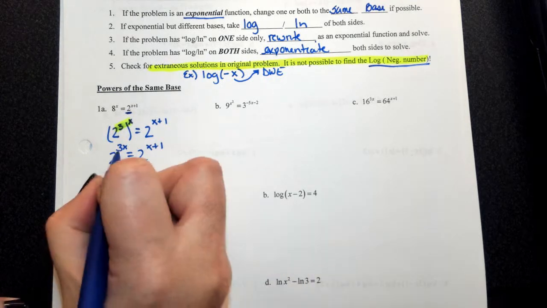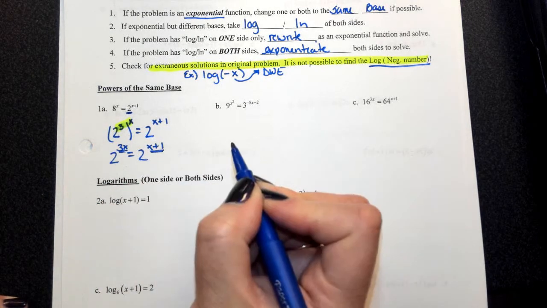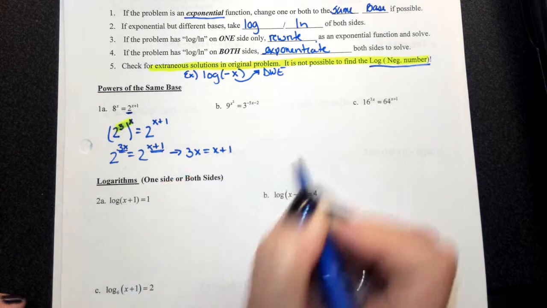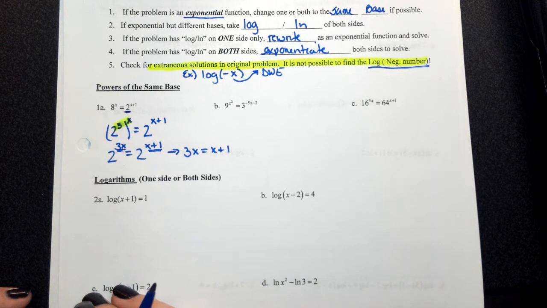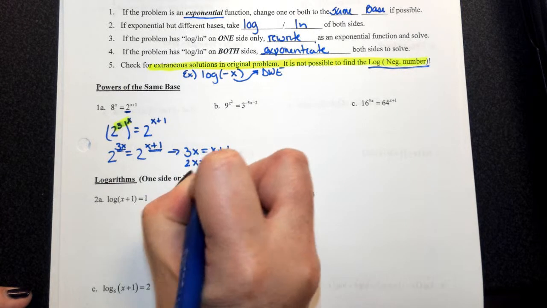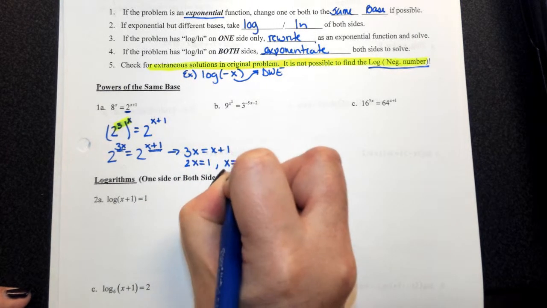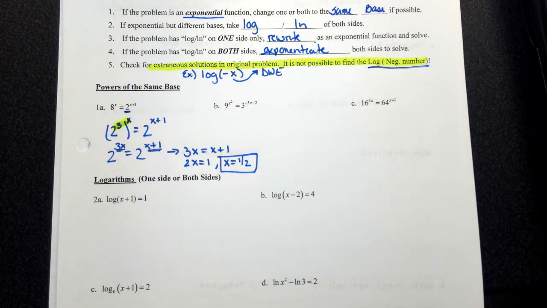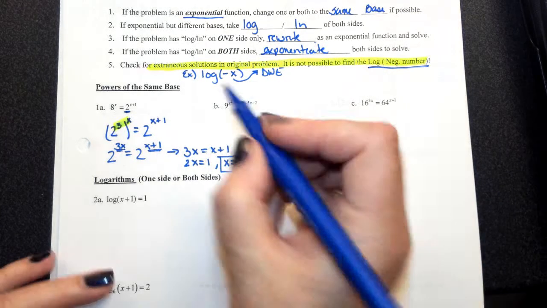Now that my bases are the same, I can equate those exponents. So I can take 3x and set it equal to x plus 1. And now I'm just going to solve for x. So I can subtract x on both sides. That gives me 2x is equal to 1. Divide by 2, x is equal to 1/2. Again, because the domain of exponential functions is all real numbers, you don't have to worry about checking for extraneous solutions. All right, any questions on 1A? Take a look at 1B.